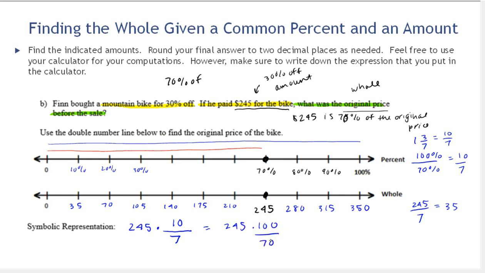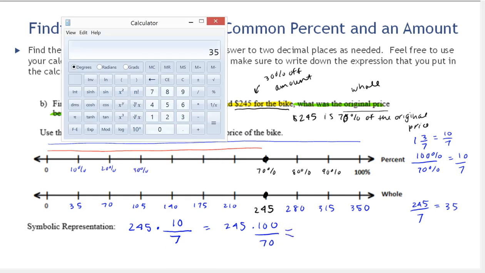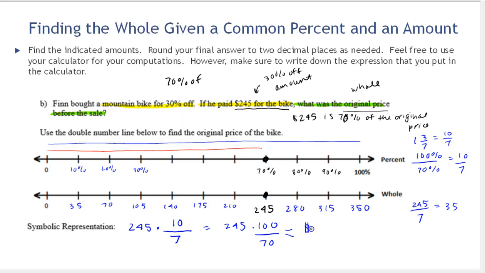So just like in the last problem, you take your amount and you multiply by a fraction. That's 100%, which is the whole, divided by the percent that you're given, which in this case is 70%. Let's go ahead and do this on the calculator to verify. 245 times 100 divided by 70 gives us $350, which corresponds to our other result. So the original price of the bike before the sale was $350.